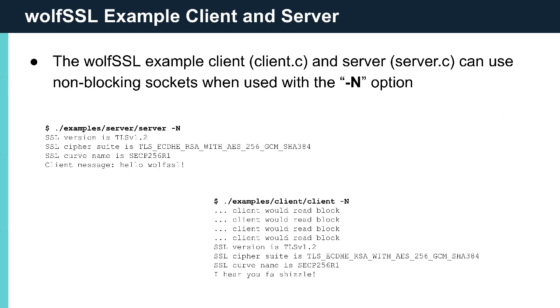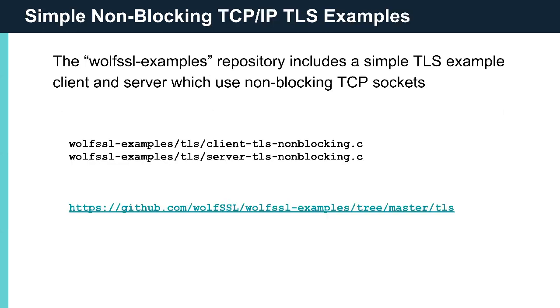Our example client and server can use non-blocking sockets. If you use the -N option, then you'll see some output usually on the client or server side that says, client would block or server would block. And that's just an indication that the client application is looping back around and trying to repeat that operation. In our wolfSSL examples repository, we also include a simple TLS example client and server that use non-blocking sockets. They're a little easier to look at and much smaller in size than our main example client and server are.